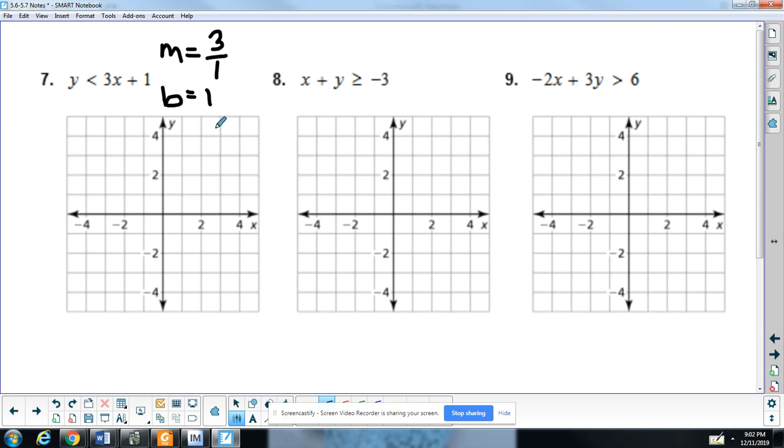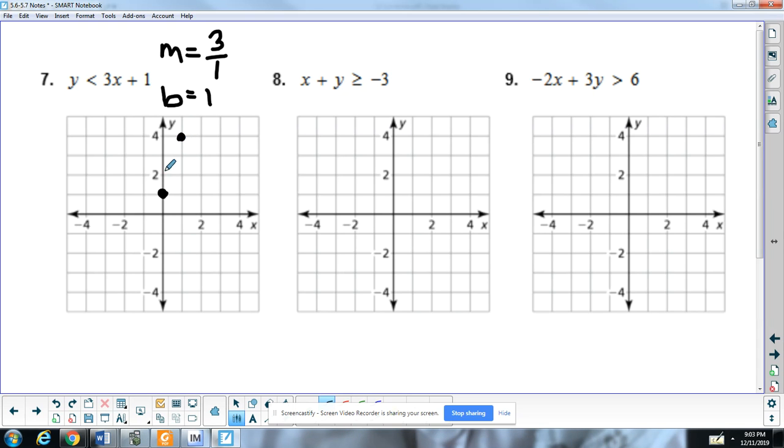So when we're graphing, we begin at b. B is the y-intercept, so at y equals 1, we're going to put a point. Then from there, we're going to move 3 over 1. So up 3 to the right 1. 1, 2, 3, to the right 1.